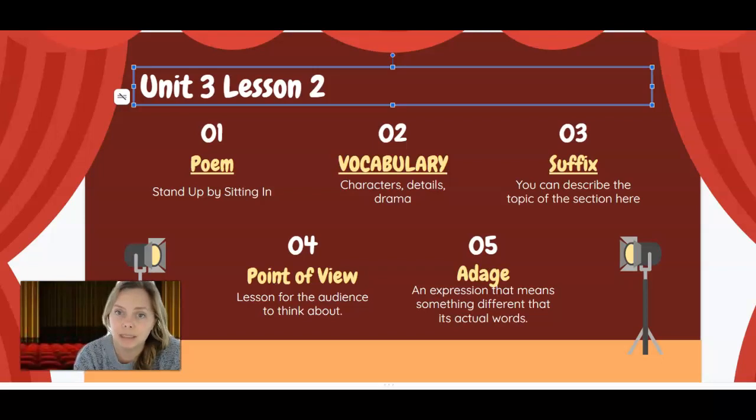We talked about idioms in lesson 1, where it's like a saying that's not literal. I put my foot in my mouth does not mean I'm putting my foot in my mouth. It means I said something I wish I wouldn't have said. So we're going to talk about adages this time.